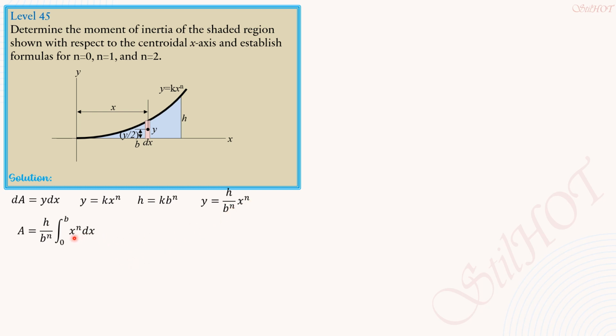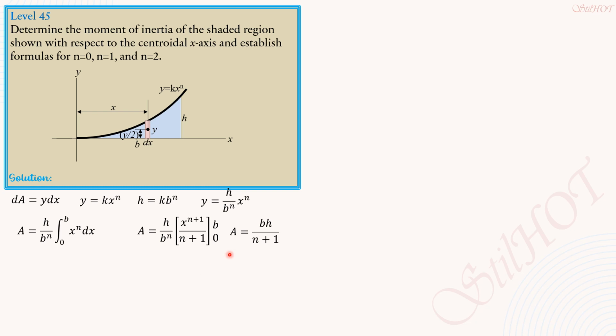Of course, the integral of x to the n is simply x to the n plus 1 over n plus 1 by power formula. So h over b to the n, quantity x to the n plus 1 over n plus 1 from 0 to b. If we substitute the upper limit, this is b to the n plus 1. The lower limit would be 0, so the value when substituting the lower limit will be 0. So b to the n plus 1 is the same as b to the n times b. So we can cancel b to the n. So the area is bh over n plus 1.